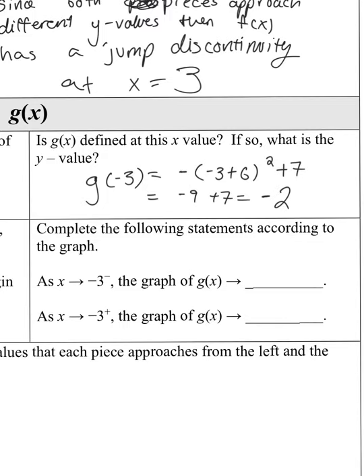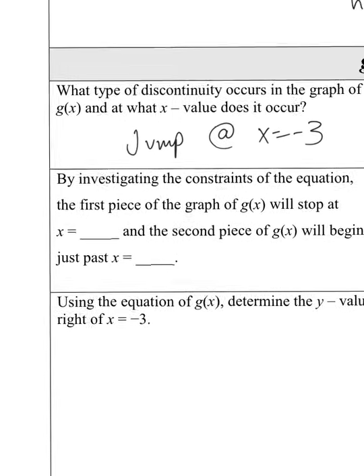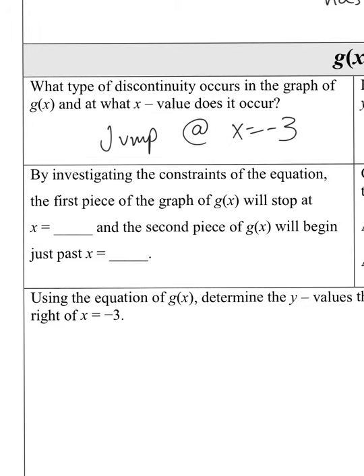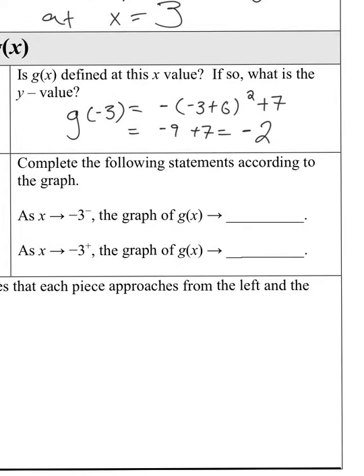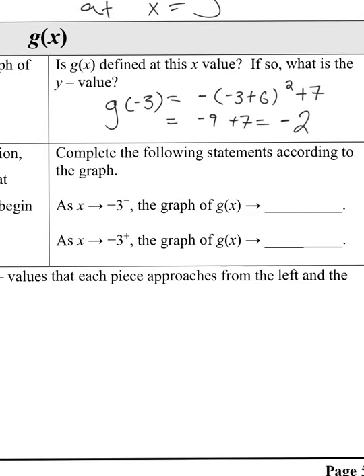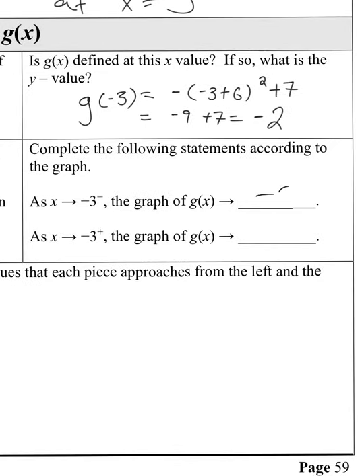All right. And by investigating the constraints of this equation, the first piece of the graph of g of x will stop when x is equal to -3. And the second piece of g of x will begin just past x being equal to -3. Okay? But the next section asks, what does g of x approach as x is being approached to -3 on the left? All right, and what about -3 from the right?